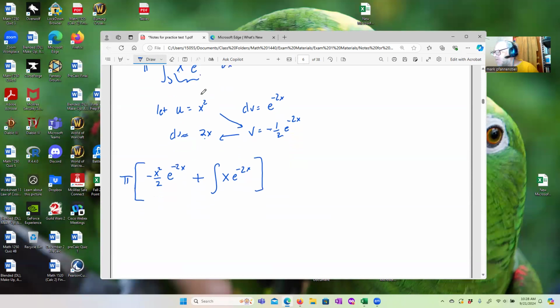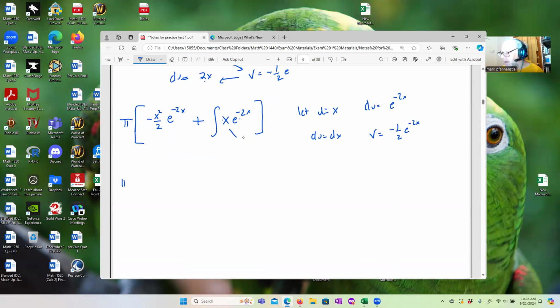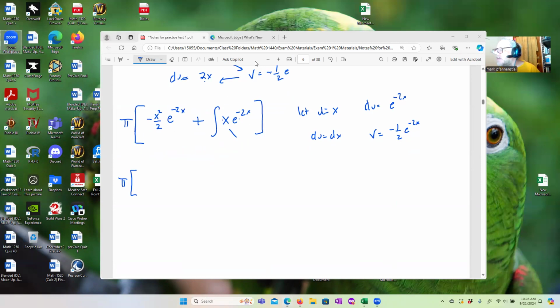And at this point, you say, oh no, there's more integration by parts. Again, we have a polynomial times an exponential. So we still need to let u equal x, du equals dx, dv equals e to the negative 2x, v equals negative 1/2 e to the negative 2x. So we're going to go ahead and restart this. Speaking of restarting, let me double check, am I recording? We are. Okay.